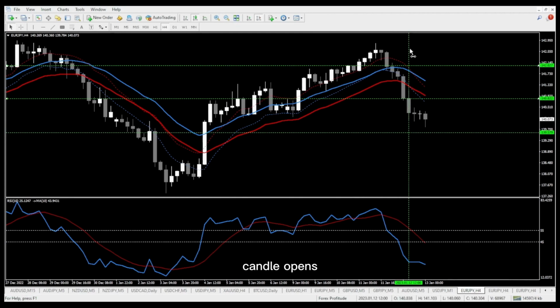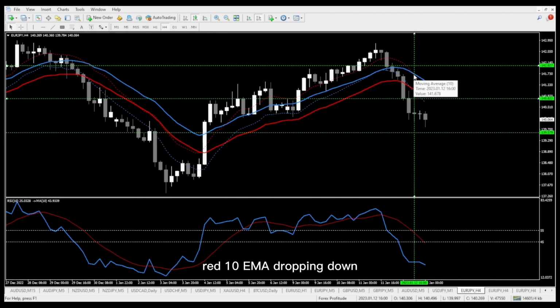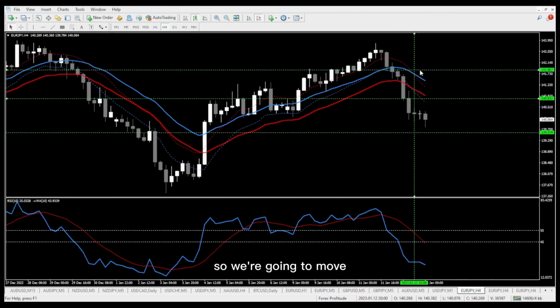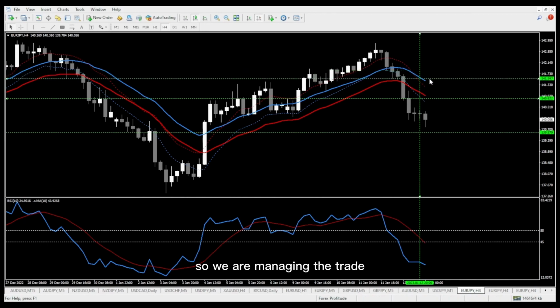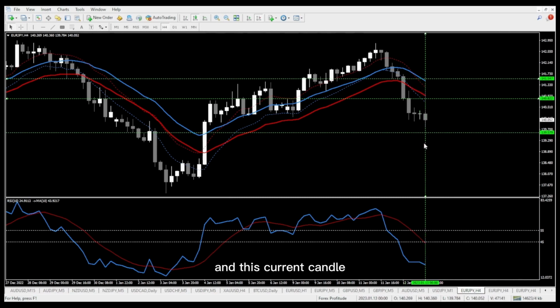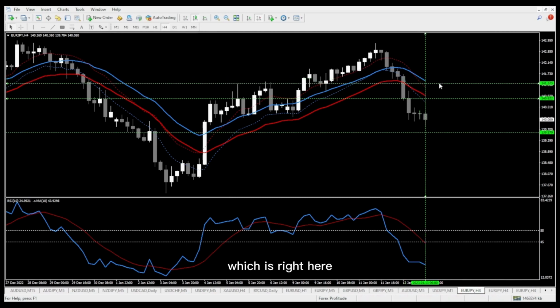Now the next candle opens. When that next candle opens, we get this red 10 EMA dropping down. So we're going to move that stop loss to accommodate that red 10 EMA. Again, the next candle opens, that 10 EMA drops a little bit lower. So we are managing the trade to accommodate that new location. And this current candle, this one has opened and has given us a new current location, which is right here.